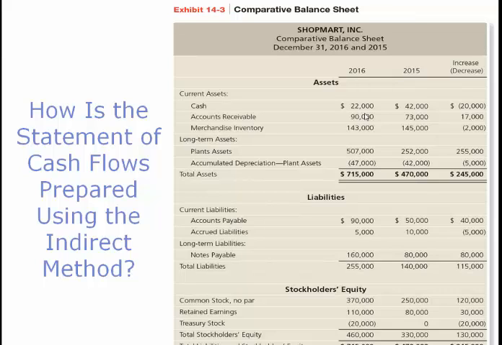So that's going to be a use of cash. They've tied up more money. Now the next one down, you notice it's a negative. That's going to be a source of cash. That just kind of gives you an idea of what's going on.